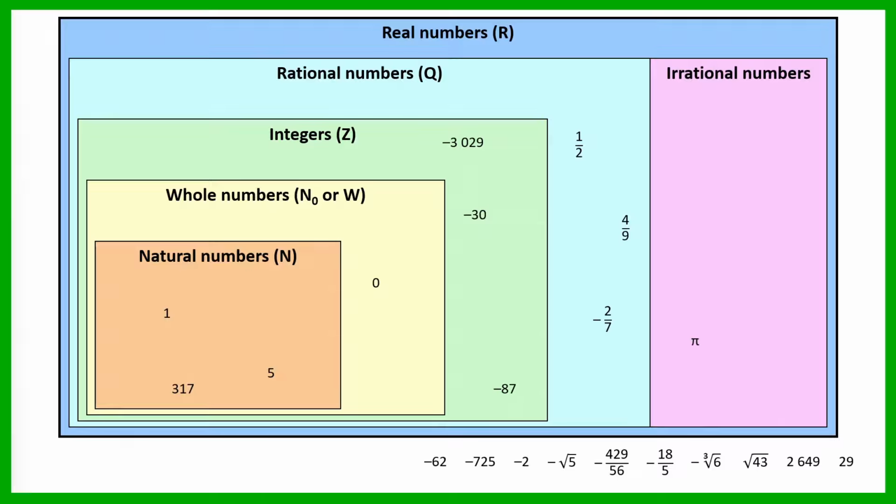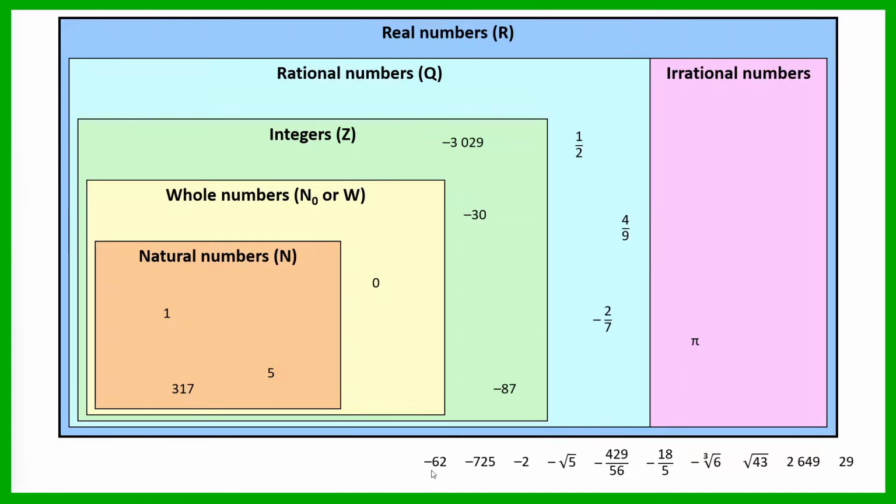You may have been taught in the past that you can use 3.14 or 3.142 or 22 over 7 for pi. But please be aware that that is not an accurate version of the number pi. So you actually need to now start using the pi button on your calculator instead of using those versions of pi. Okay, so pi is an example of an irrational number.